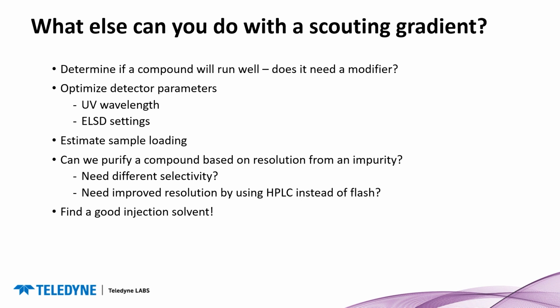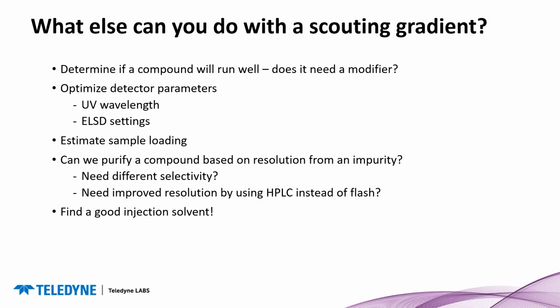So what else can you do with a scouting gradient? You can determine if a compound will run well in an isocratic method. Does it need a solvent modifier? You can optimize detector parameters such as UV or ELSD settings, or for that matter, mass spectrometers. You can estimate sample loading. Can we purify a compound based on resolution from an impurity?